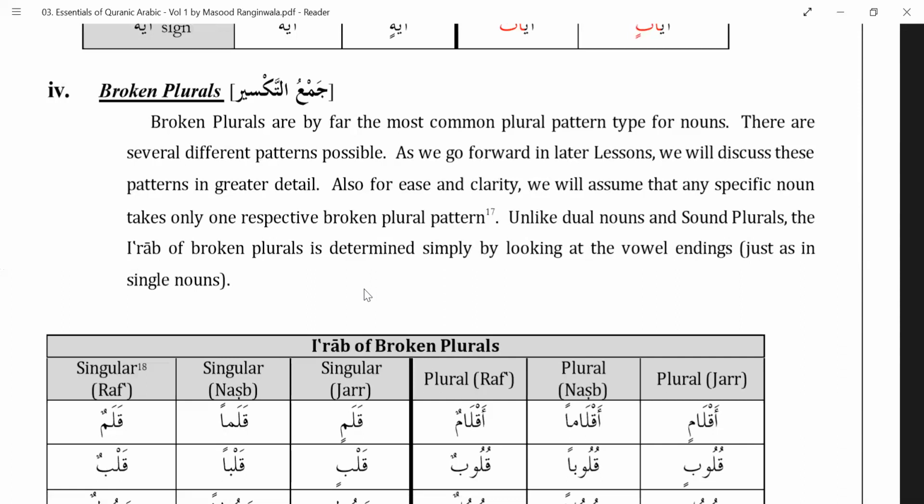I will share the document in our WhatsApp group. You can go over it. But the best way, and the only way, to learn broken plurals is whenever you learn a new word, a vocabulary, you have to learn its plural along with it. You will learn the word and the plural.